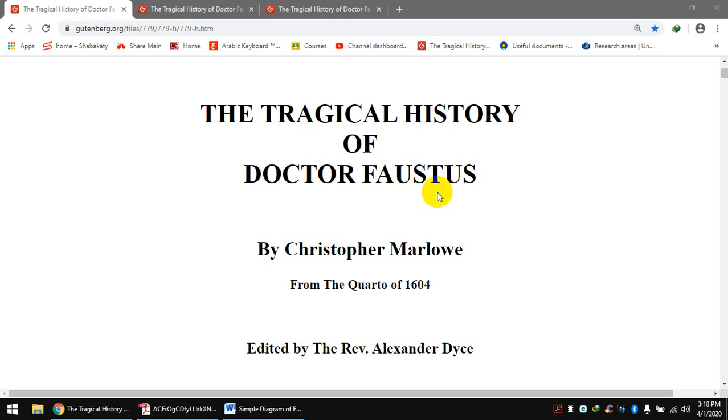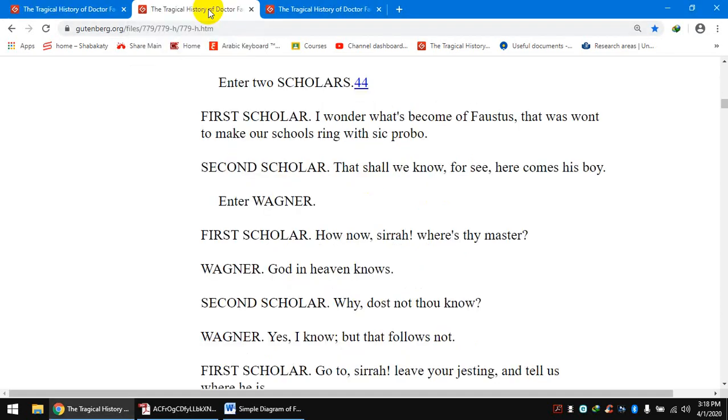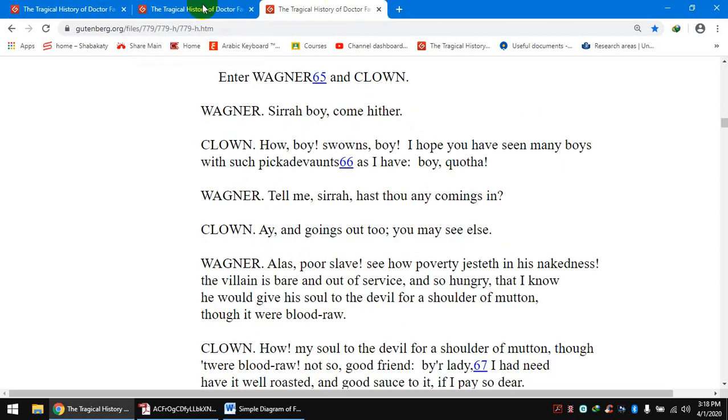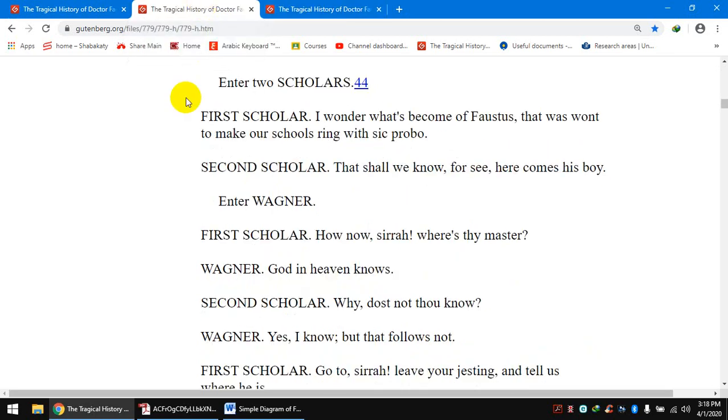Today we are dealing with Dr. Faustus, the play written by Christopher Marlowe, and today we will present scene number 2 and scene number 4. Before starting with the explanation of scene number 2 and scene number 4, these scenes are considered a part of the comic scenes in Dr. Faustus.